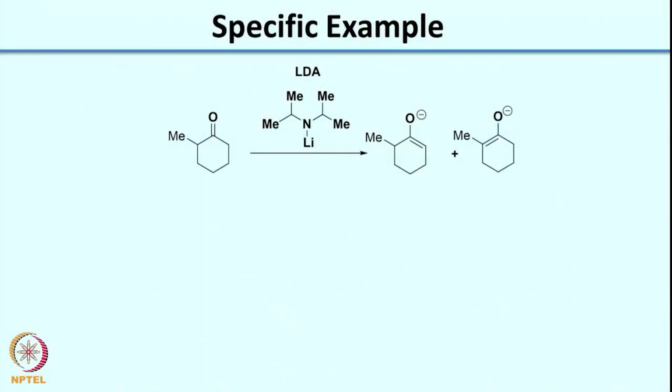So, this is a specific example of kinetic and thermodynamic control. In this case, I am using a bulky base. This bulky base is called LDA. Now, in the case of LDA, the base is bulky because you have these large isopropyl groups next to the amine. Okay. So, because the base is bulky, it becomes more difficult to deprotonate from here.